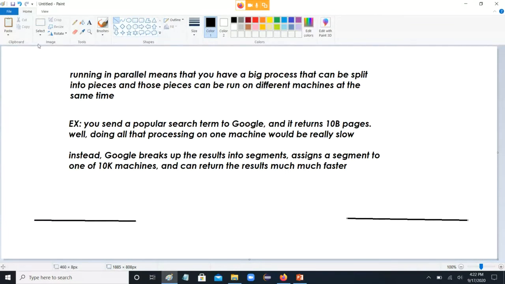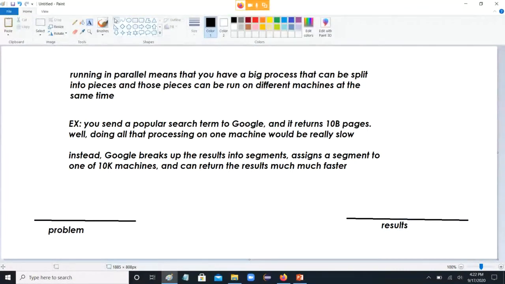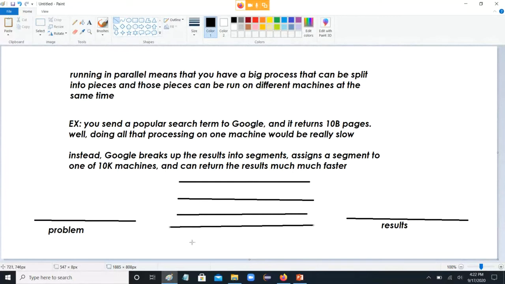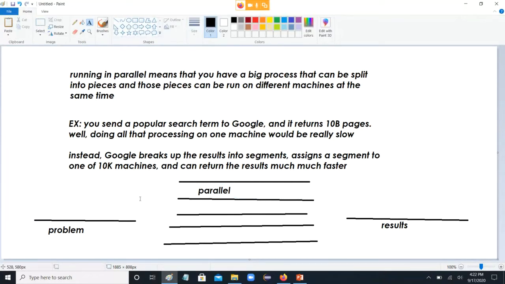Here's the problem, here's the results. They get to you. And then the flow, right, as it goes through, is broken up over a bunch of different machines. But when you're drawing it out, the lines are parallel, right? It gets branched out into different machines, but it's all doing part of the same stuff. Okay, so I'll complete that. There you go. That's why I say working in parallel.